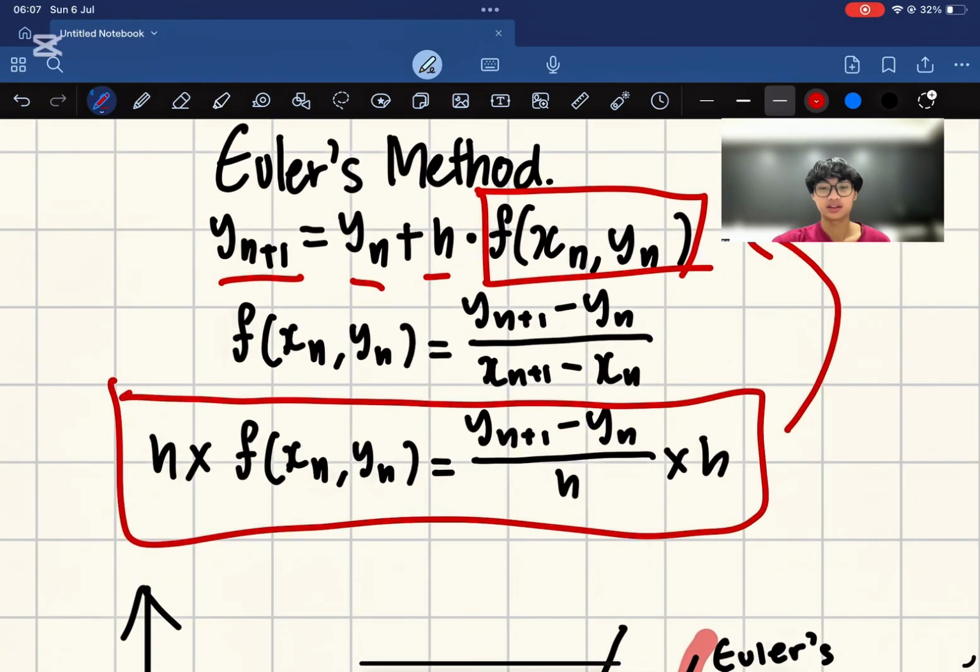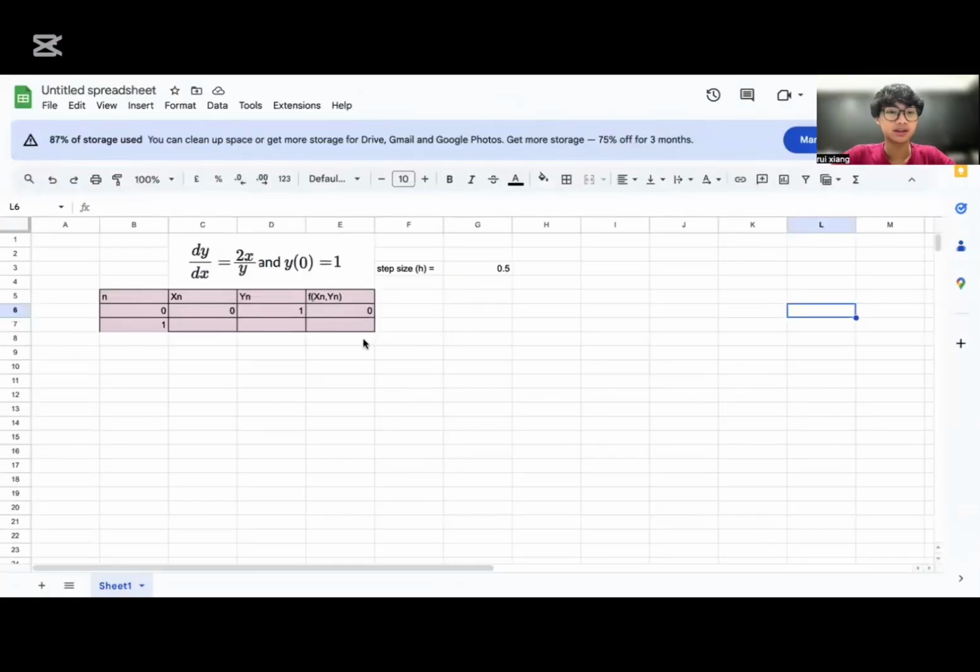So let's head over to a real life example. Okay, so we are here at the spreadsheet now. Let's try to do this question: dy/dx equals 2x over y and y0 equals 1. Let's solve this using Euler's approximation. We set x initial as 0 because in the question it says 0, and y obviously equals 1. This function is 2 times C6, which is x, over D6, which is y, because this will give us the gradients. After this we can use the step size, which is 0.5.